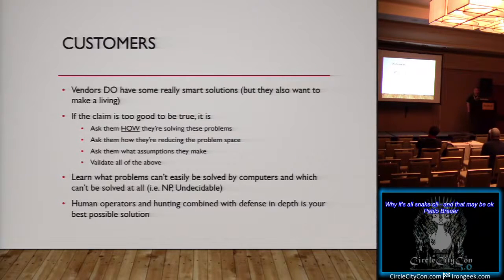Ask them how they're reducing the problem space. Ask them what assumptions they made to get their product to solve these harder, impossible problems. And then make sure that those assumptions are valid in your operating environment. Right? If you were going to buy that vector-based heuristic modeling network and you weren't using an ICS SCADA system, you would have to use very different assumptions, because my assumptions are not valid in your operating space. And then really, human operators and hunting combined with defense in depth, they're always going to be your best solution.